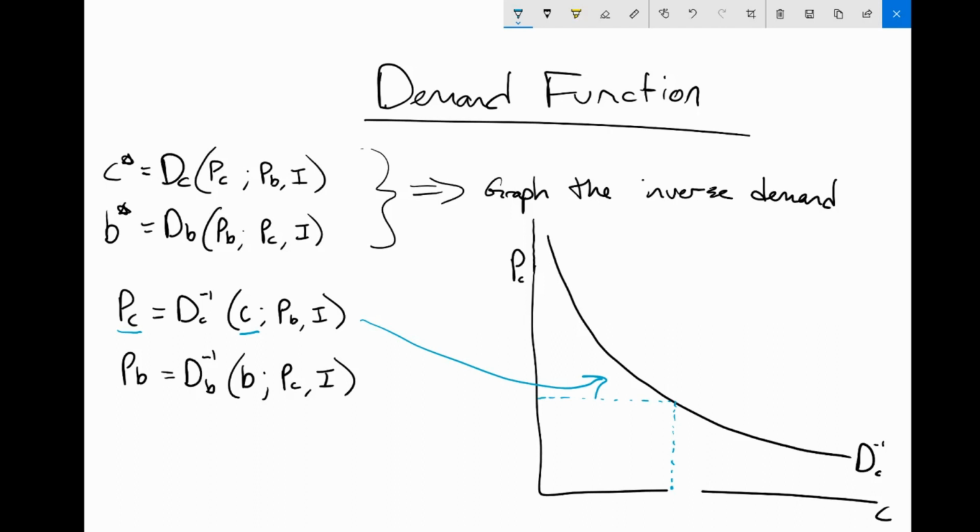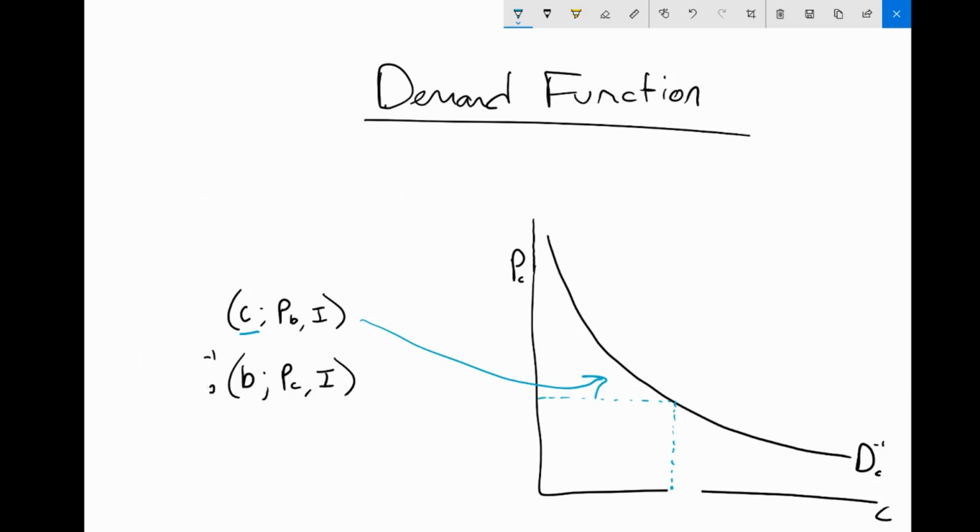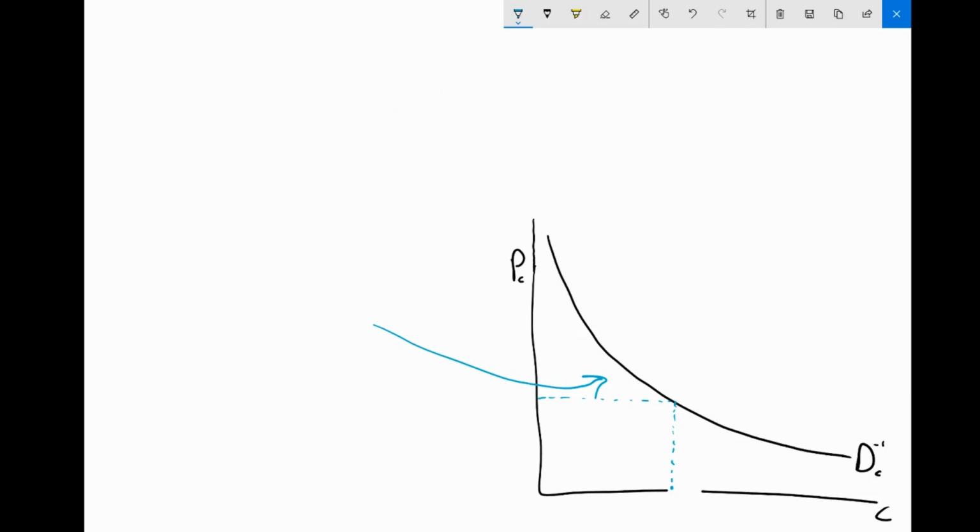All right, so now let's go deeper into this graph. We're very familiar with demand curves from Principles of Micro. So let's go a little bit deeper into this graph, and we'll gain some deeper insights into where this graph comes from.